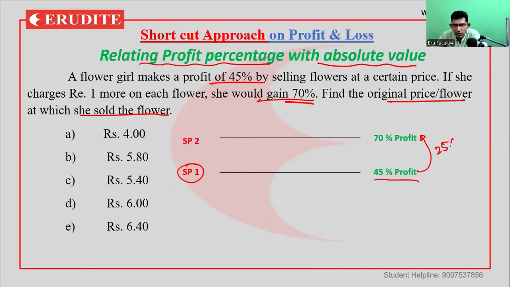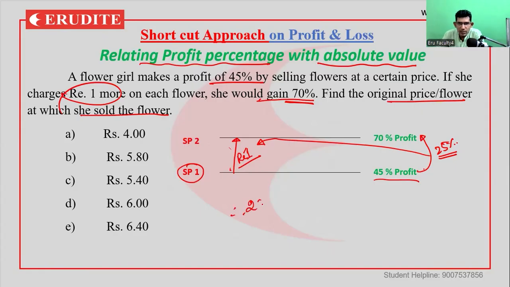Which is basically 25%. Now, what is the exact difference? SP1 and SP2 exact difference is rupee 1, as the question says, rupee 1 more. So the absolute difference is rupee 1 and the percent difference is 25%. So I can equate these two. Now the question is, 25% of what? We know that the percentage profit is always calculated on cost price. Therefore, this 25% is basically on cost price.